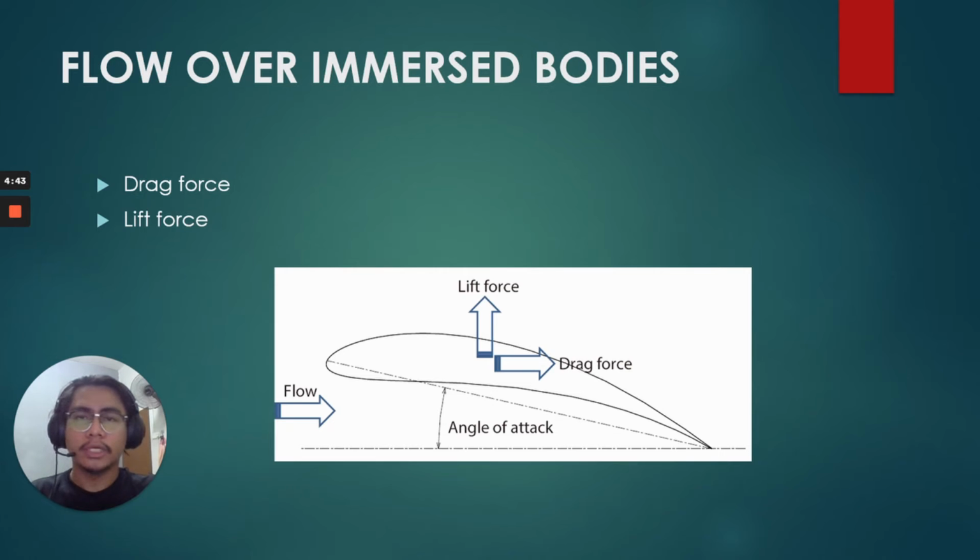So for flow over immersed bodies, the resultant of pressure and shear forces for two-dimensional flows, infinitely long and of constant cross-sectional size and shape, can be resolved into two components: one in the flow direction and the other in the flow normal direction, which are the drag force and lift force. And this figure below shows an aerofoil where it contains the lift force and drag force.